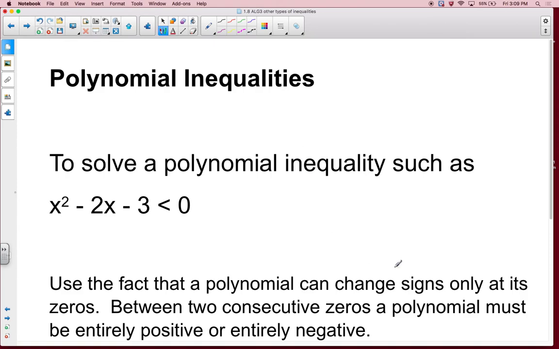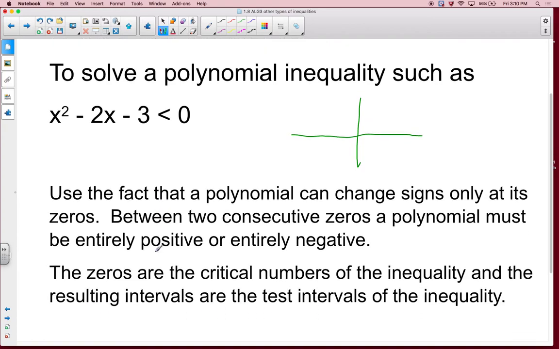Okay, so here we go. We're looking at polynomial inequalities. So we're going to start out with a quadratic. This is saying we want to know, when is this quadratic less than 0? Meaning, when will this be underneath the x-axis? When it's less than 0, we want to look at where it is underneath the x-axis, because that's where your y value is negative.